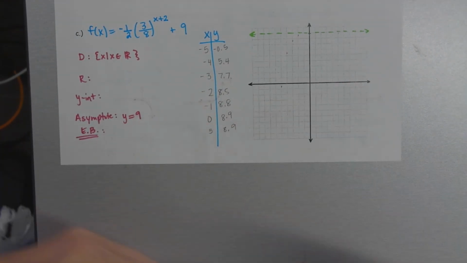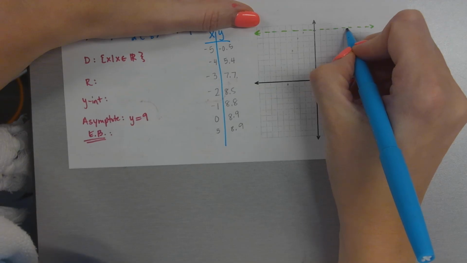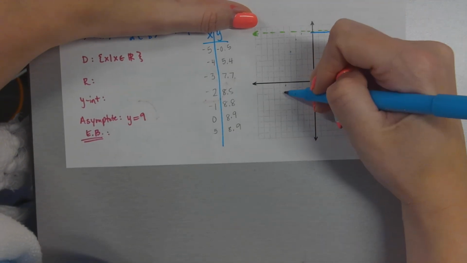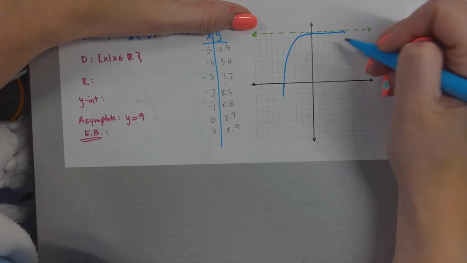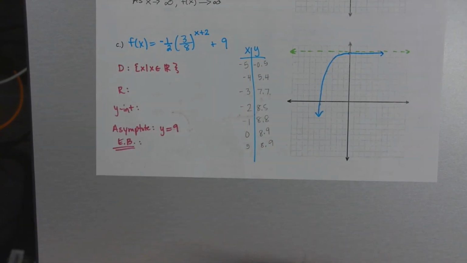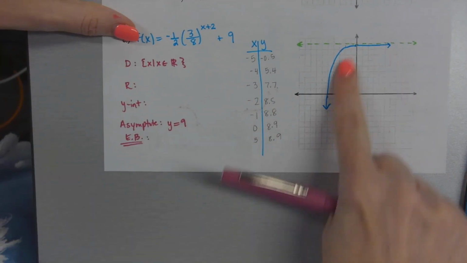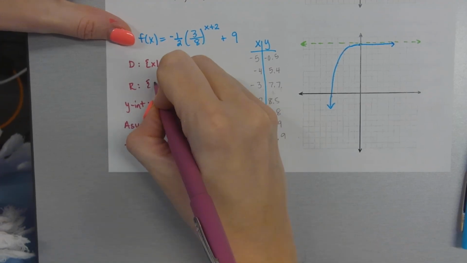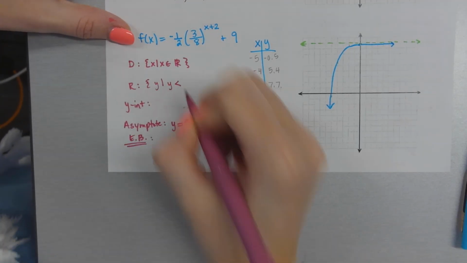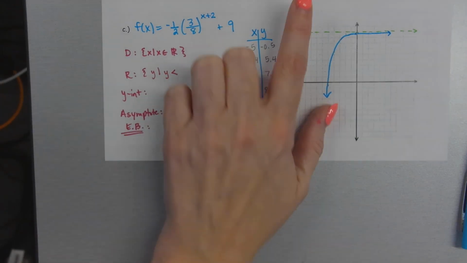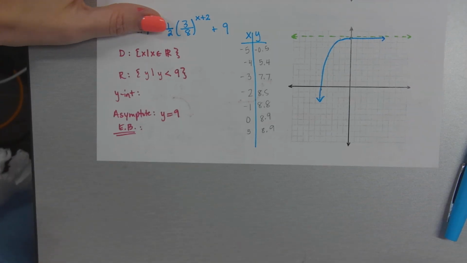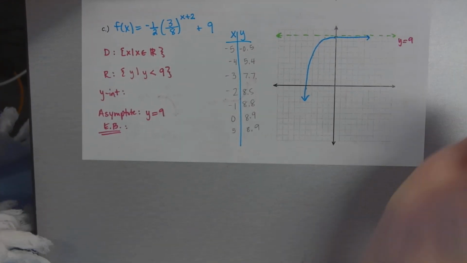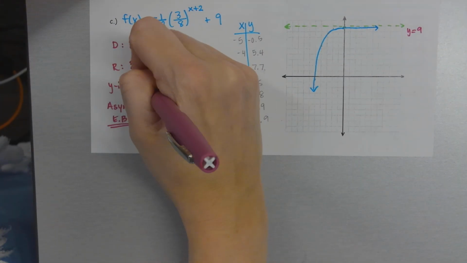So this one is a reflection, okay, which is why it flipped here. We can put our arrows on both of those. So this time, because our graph flipped, your range should be y is less than 9. Okay, so just double check that. All the points are below 9. Okay, and y equals 9 is that asymptote. Hopefully you got your y-intercept at 8.9.